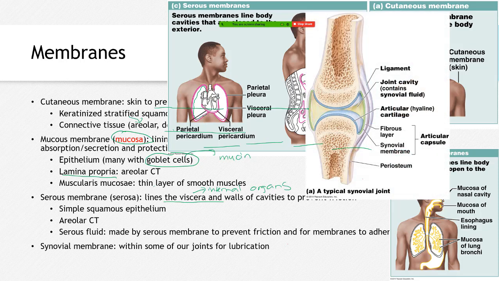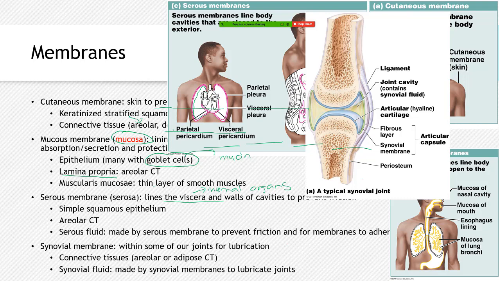Lastly, we have the synovial membrane. And the synovial membrane is unique because it doesn't have epithelial tissue. It just has connective tissue in here, both areolar and adipose. It still makes a fluid like the serous membranes, but it's called the synovial fluid. And the fluid here, once again, is to prevent friction from occurring within joints, to help with lubrication, basically.